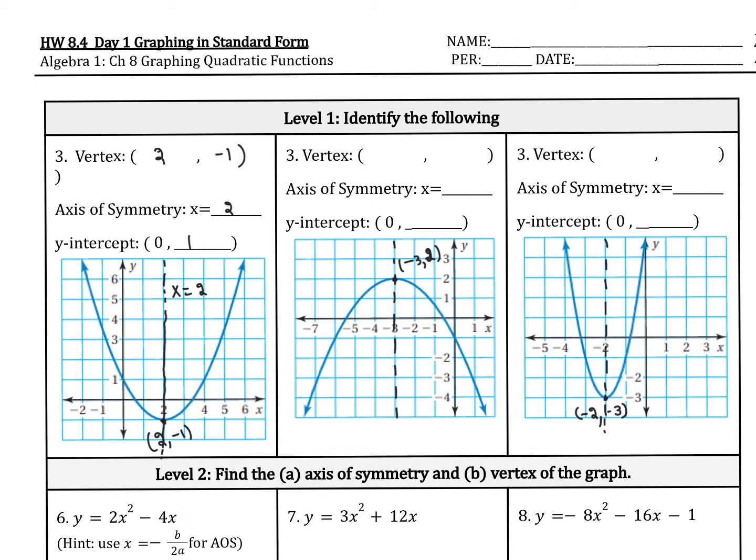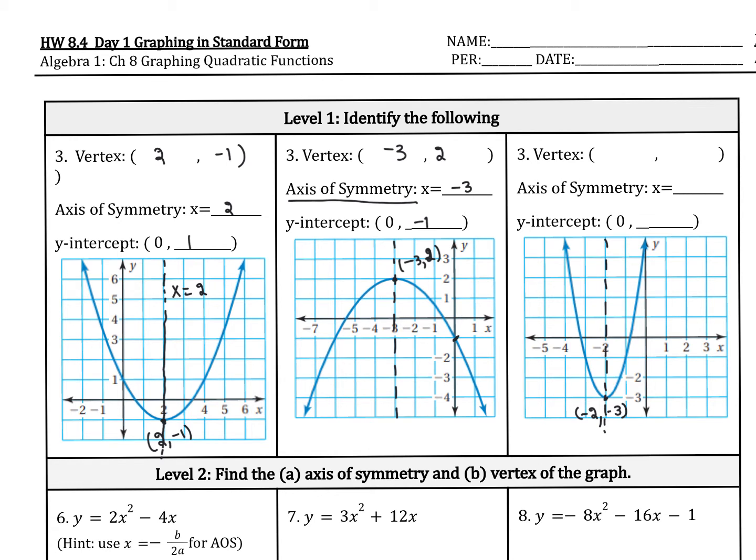For number 3, the vertex is (-3, 2). The y coordinate is 2, and the axis of symmetry is the x coordinate, so x equals -3. It cuts the y-axis at -1, so the y-intercept is (0, -1).